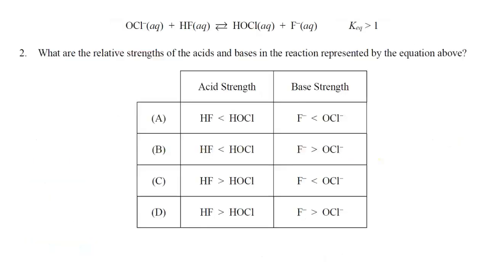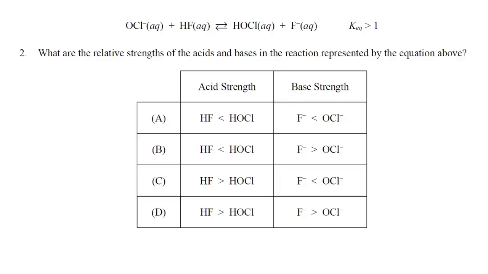Now let's take a look at question 2. Question 2 says the following. What are the relative strengths of the acids and bases in the reaction represented by the equation above? If we look at the details of this acid-base reaction, on the left side of the equation I see OCl-, that is the hypochlorite ion, and it's reacting with HF, that's hydrofluoric acid. And then the two products of this reaction are HOCl, that's hypochlorous acid, and F-, the fluoride ion.